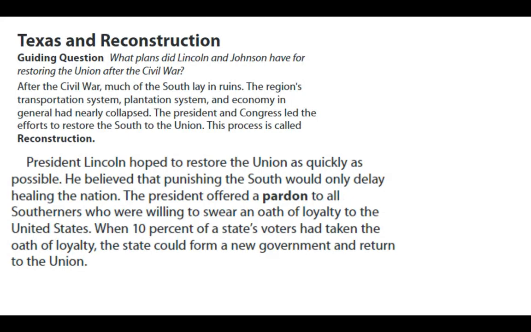President Lincoln hoped to restore the Union as quickly as possible. He believed that punishing the South would only delay healing the nation. The President offered a pardon to all Southerners who were willing to swear an oath of loyalty to the United States. When 10% of a state's voters had taken the oath of loyalty, the state could form a new government and return to the Union.